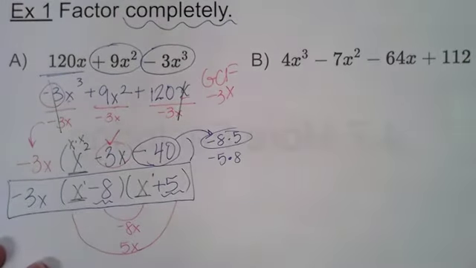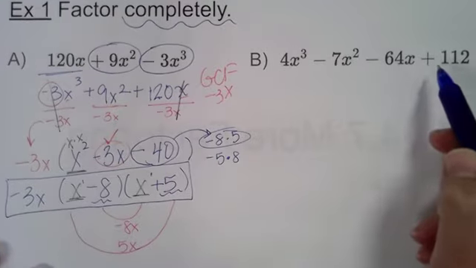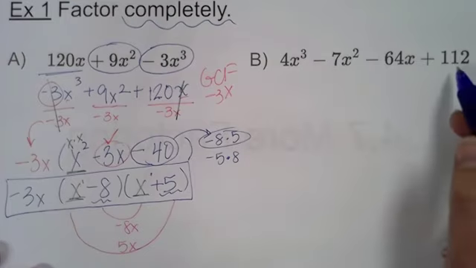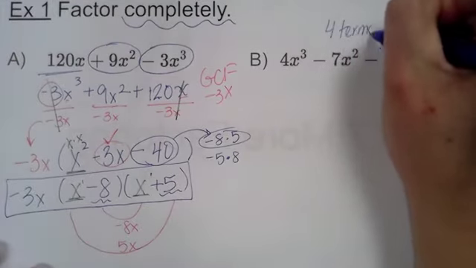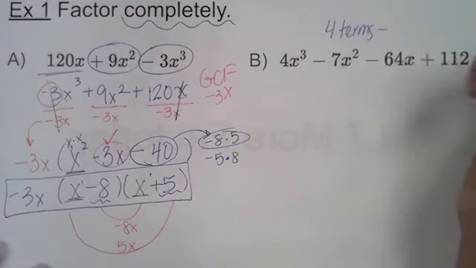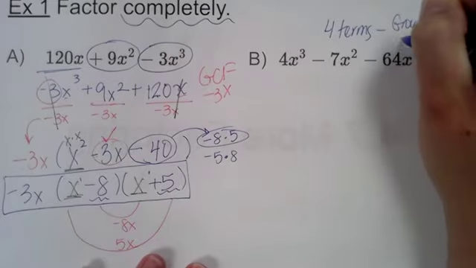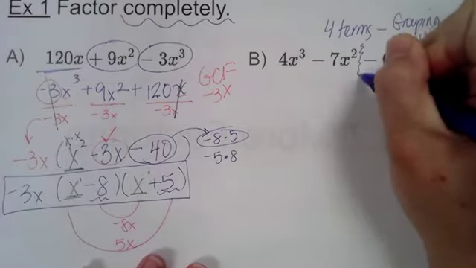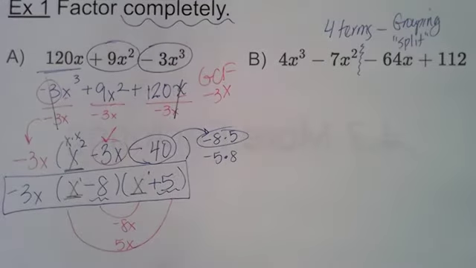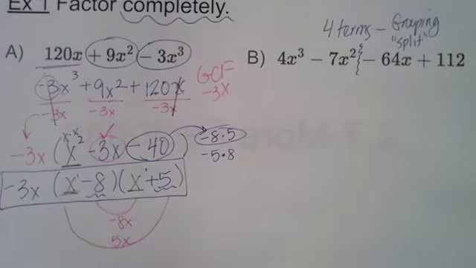Letter B, we got 4x cubed minus 7x squared minus 64x plus 112. How many terms are there? 4 terms, which means we need to do what? Split. Yeah, factor by grouping is what it's called. Split is sort of the first action we're going to do. We're going to split these into two terms in front and two terms at the back, and we're just, again, looking for greatest common factors.